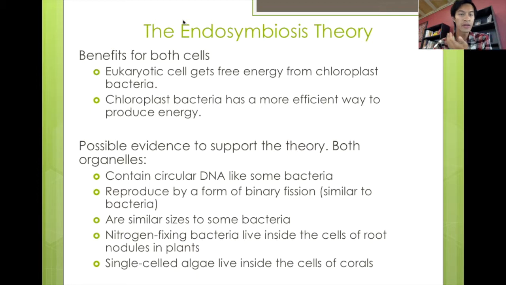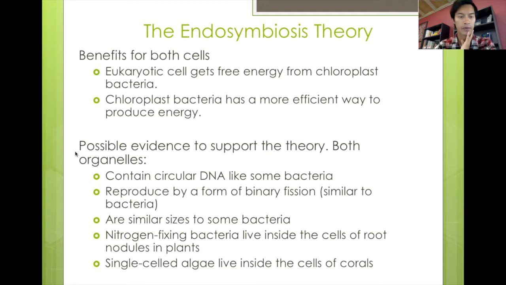So the benefits for both cells: the eukaryotic cell will get free energy from the chloroplast bacteria, and the chloroplast bacteria has a more efficient method of producing that energy because it now has a cell that it lives inside that will protect it and give it the nutrients and substances it needs to produce that energy. So there's this mutualistic benefit to both the chloroplast and the cell that holds it, right?